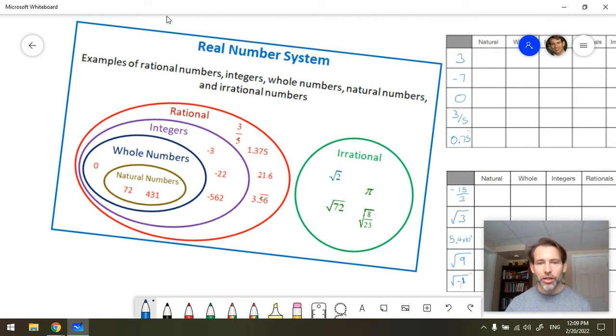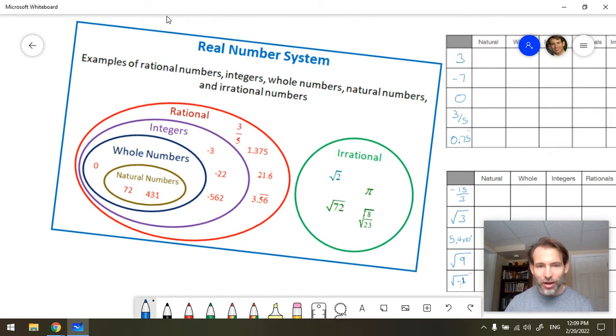Okay? Irrational numbers are numbers that cannot be written as a fraction. The square root of 2 is an irrational number. Pi is an irrational number. These are numbers that have decimal expansions that continue forever and cannot be written as rational numbers that compare integers. Rational numbers are any numbers that can be written as fractions.